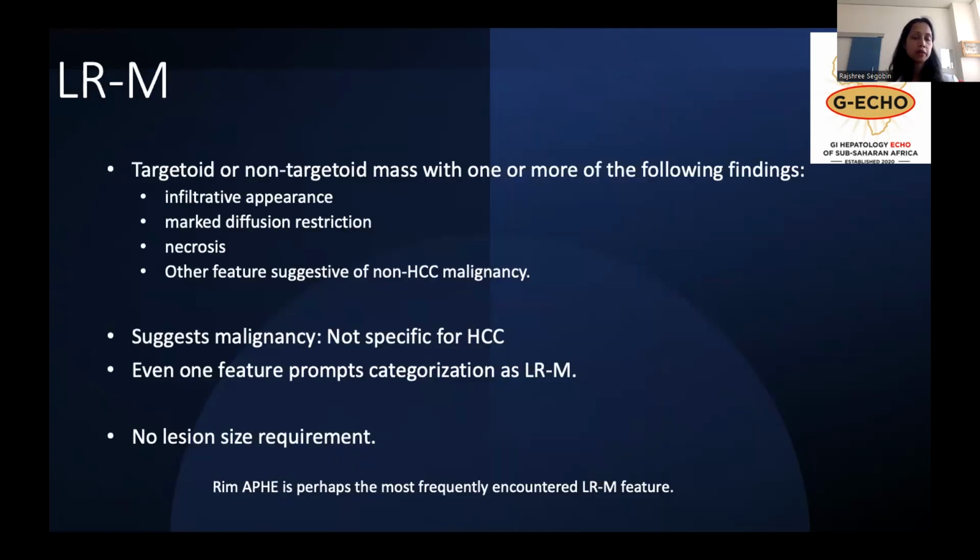Coming to the LRM criteria, this would target more the targetoid or non-targetoid masses that we will see with one or more of the following findings: either an infiltrative appearance on imaging, marked diffusion restriction, intralesional necrosis, or any other feature that would suggest a malignancy, be it HCC or not. So it's not specific for HCC, and even one of these features can prompt one to upgrade a lesion to an LRM criteria. There's no lesion size requirement, and perhaps rim arterial phase enhancement is the most commonly seen feature.